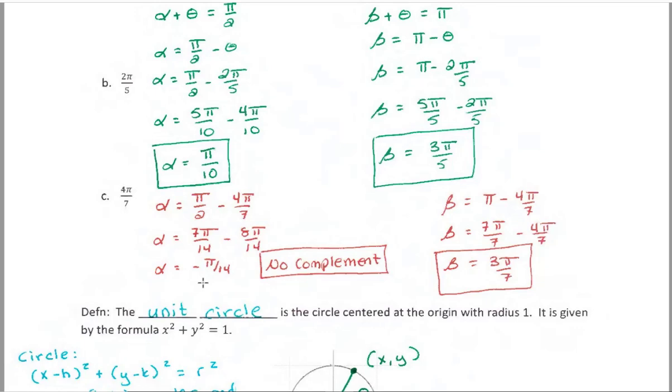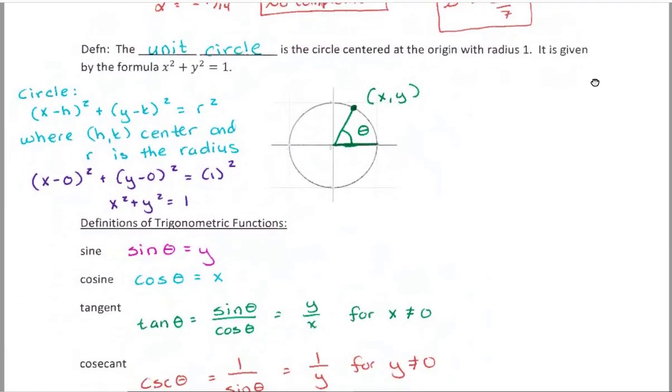What does that mean mathematically? That means that this original angle theta here is bigger than 90 degrees. However, just because there isn't a complement doesn't necessarily mean that there isn't a supplement, so we can try to find beta by taking pi minus that original angle 4 pi over 7, which gives me 3 pi over 7. That is a positive angle, so yes, it did have a supplement.